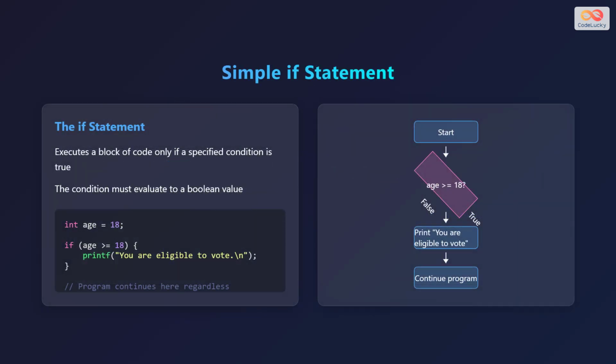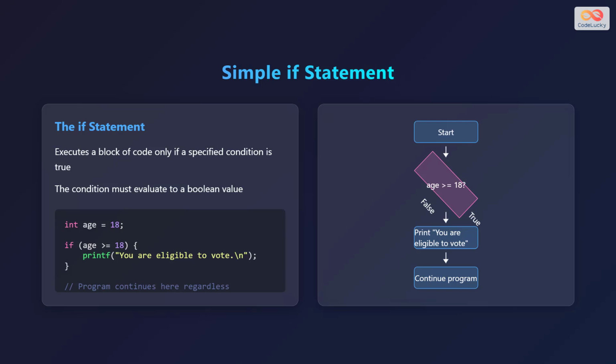Let's start with the simplest form, the if statement. The if statement executes a block of code only if a specified condition is true. This condition must evaluate to a Boolean value, meaning it should be either true or false. Here's an example. We declare an integer variable named age and assign it the value of 18. Then, using an if statement, we check if age is greater than or equal to 18. If this condition is true, which it is in this case, the program will print "you are eligible to vote." The program continues from there, regardless of whether the condition was true or false.